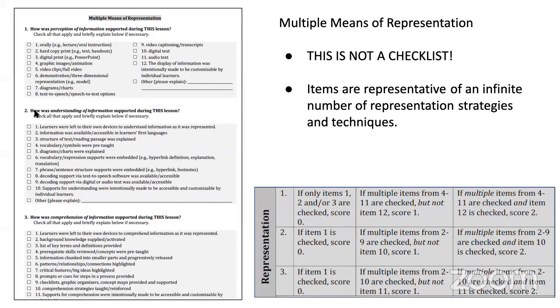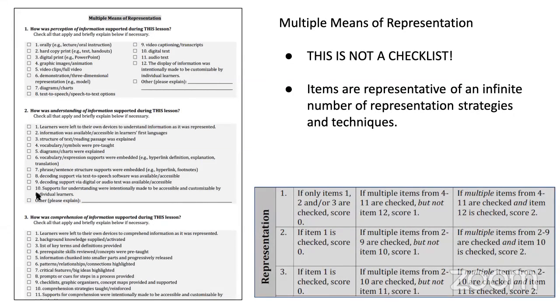So look at this one, for example, number 2 here. The guideline is first of all reworded into a question in really easy to understand language: how is understanding of information supported during this lesson? And the first item here is learners were left to their own devices to understand information as it was represented. If that's what happened during the lesson, and remember, we're thinking about the whole lesson, not just one day of the lesson, so if learners were left to their own devices to properly perceive and understand the information, then that would be checked. If that was not the case, and some of these other items were what was happening, then any or all or a few of these items would be checked.